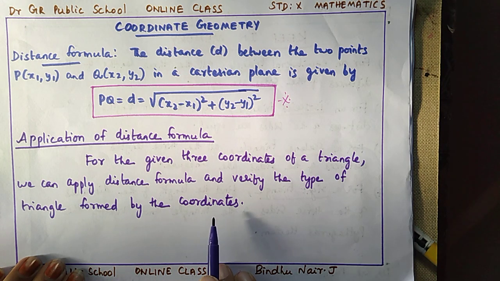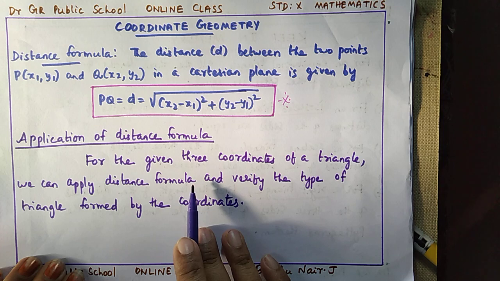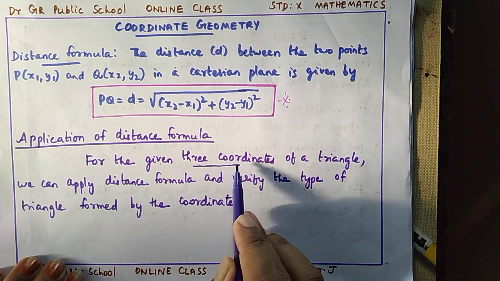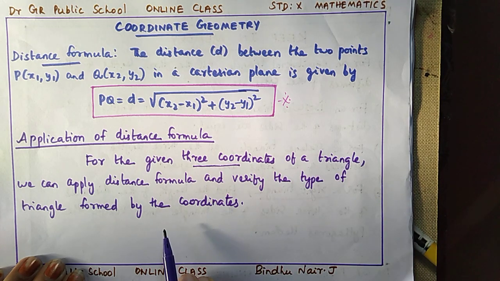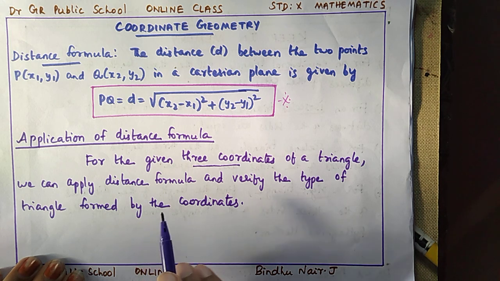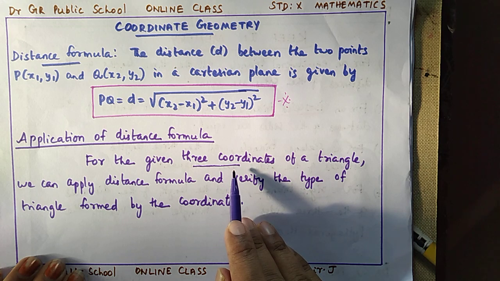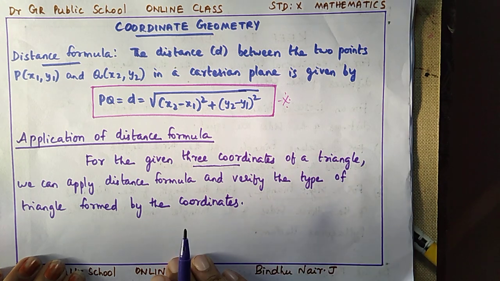What is the meaning, children? We know a triangle has three vertices, and these three vertices will be given as three coordinates of the triangle. Using these three coordinates, we need to apply the distance formula and find out what type of triangle is formed by these three given coordinates. Okay? So we can continue with the problems.